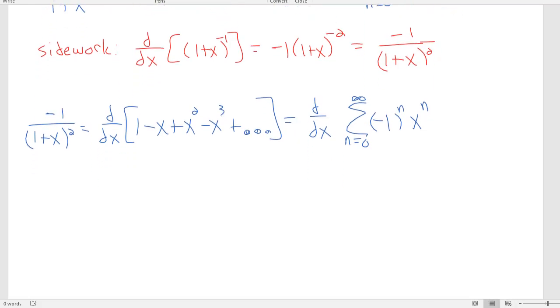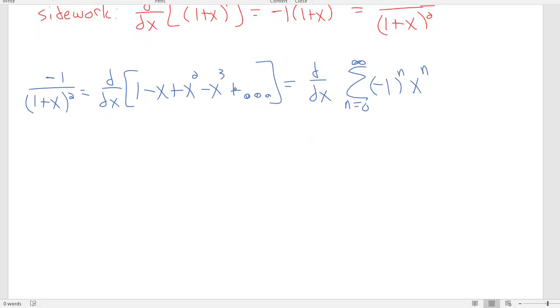Now, just like we talked about with the sine series, when I differentiate a polynomial, I'm just going to differentiate each term. So the derivative of a sum is the sum of the derivatives. So let me differentiate each term here. The derivative of 1 is 0. The derivative of negative x is negative 1. The derivative of x squared is plus 2x. The derivative of negative x cubed is negative 3x squared, and so on and so forth.